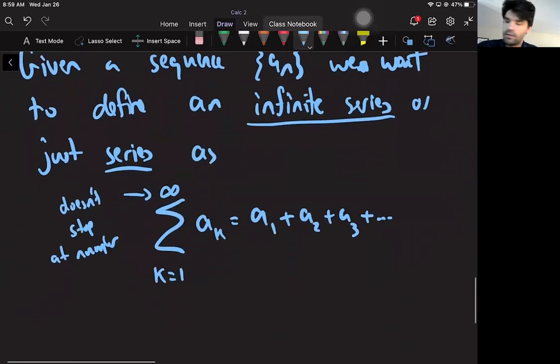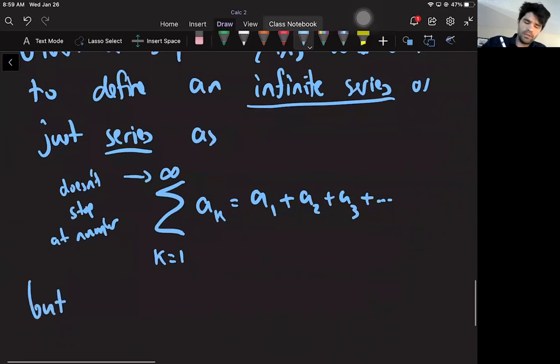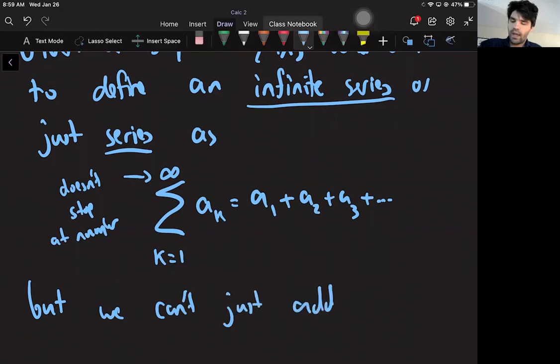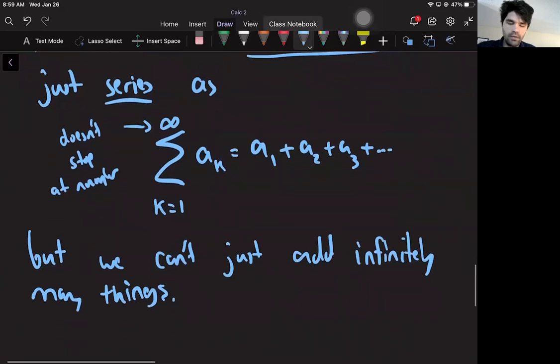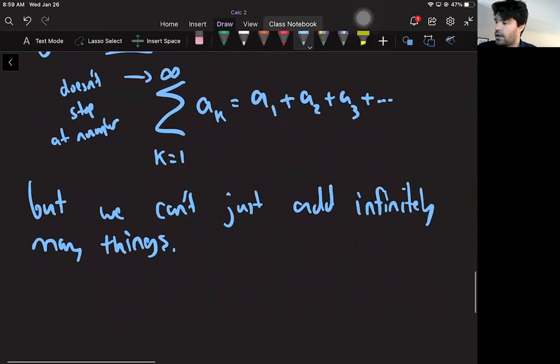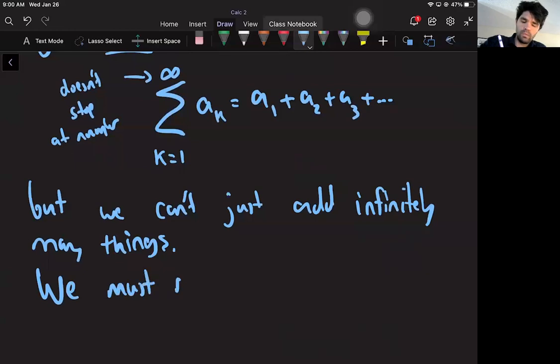But there are some issues we have to deal with. But this is how things are going to look. So we can't just add infinitely many things. We don't really know how to do that. I can add up 10 things. I can add up 100 things. It'll just take a while. But you never learn in kindergarten how to add up infinitely many things. They don't teach you that for some reason. So we got to figure that out here. So whenever you're dealing with the infinite, you typically have to invoke the power of limits. So that's what we're going to do here. So we must resort to using limits.